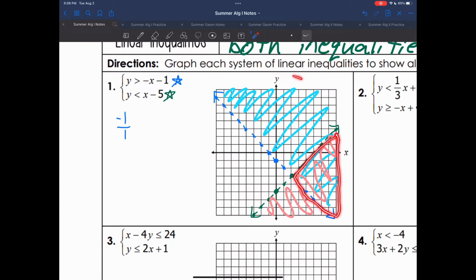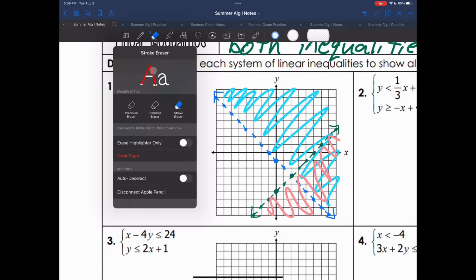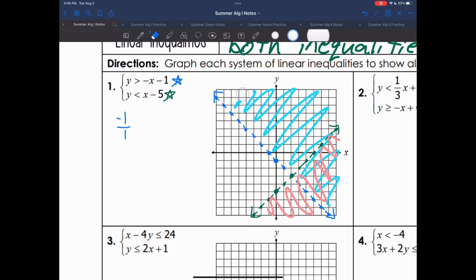So what I would end up doing is erasing all of this shading, and darkening this, and that's going to be my final answer. This region represents all of the points that are above this line and also below this one. That region is the only place where both of those things are satisfied. So yeah, let's do that. Let's see if I can do a little precision eraser here and erase some of my shading the best I can. If you're using a pencil, you might have to just go in and erase quite a bit on this section. That's just how it goes. Okay, that's probably the best I can do there.